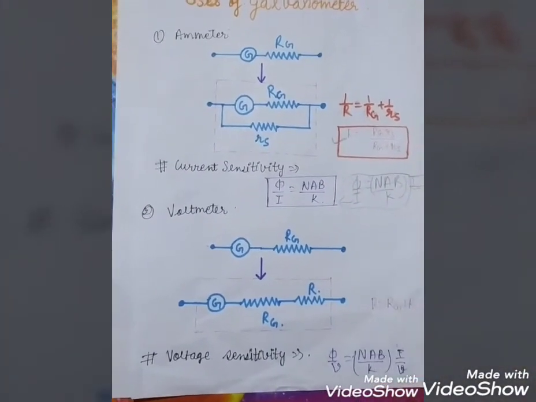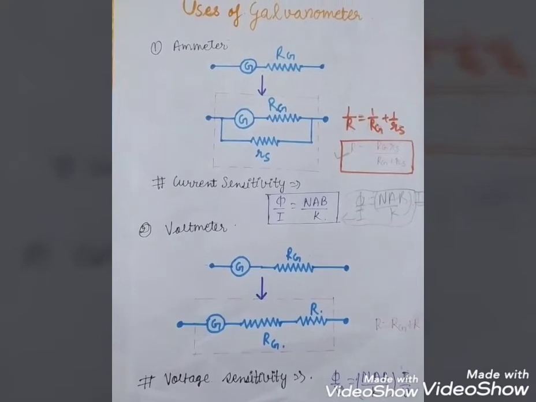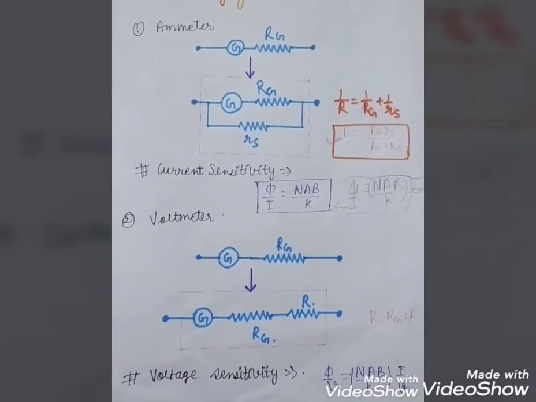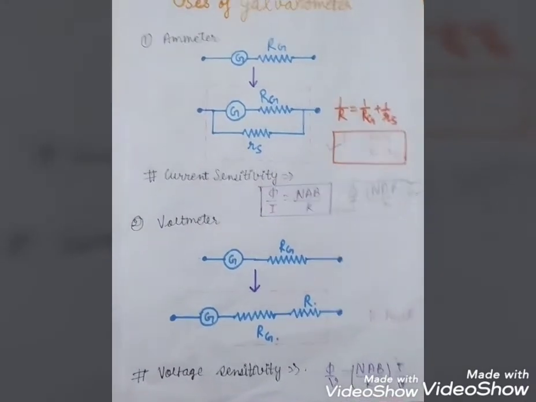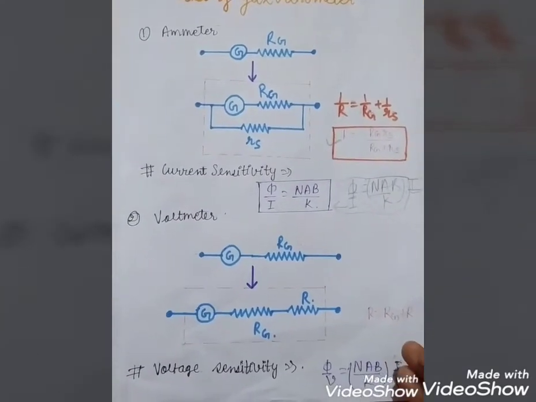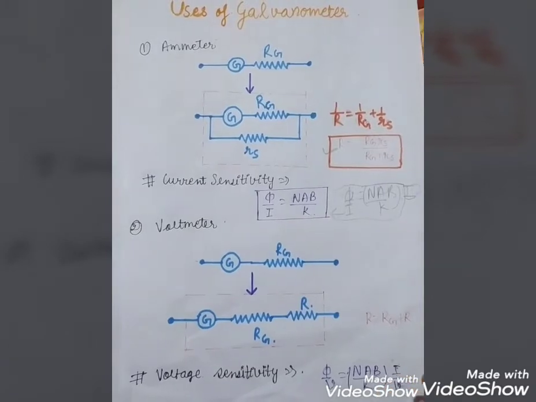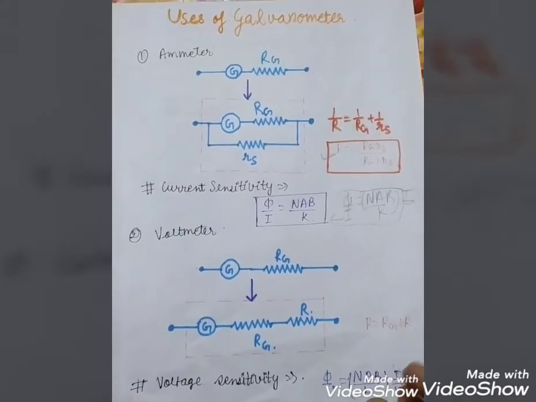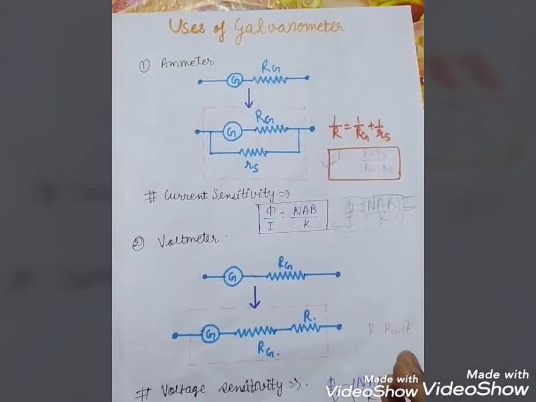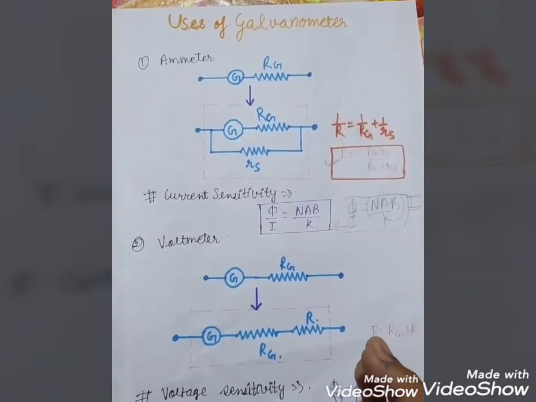Now let us talk about how we can use this device, the galvanometer, as a voltmeter. In the case of a voltmeter, what do we want? We want to measure voltage. So what happens if I want to measure voltage? I want a minimum value of current, and I want a normal, or I can say original, value of voltage.